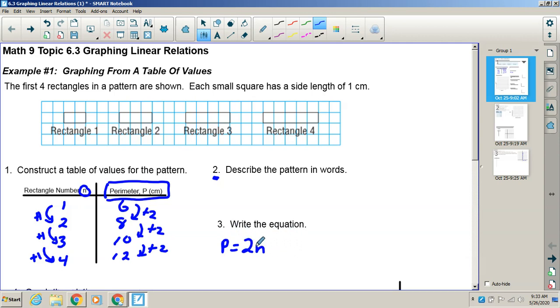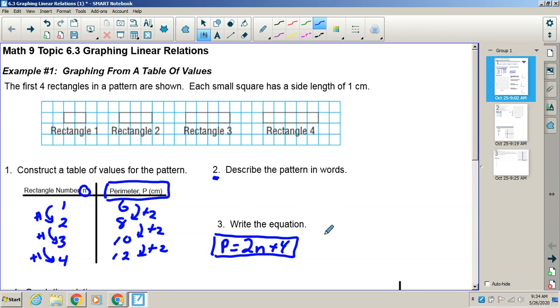If I take 2 times my rectangle number, or n, 2 times 1 is 2. Well, how do I get from 2 to 6? I am going to add 4. And I would double check to make sure that works for the rest of these. 2 times 2 is 4, plus another 4 does get me to 8. 2 times 3 is 6, plus my 4 does get me to 10. So my equation for this linear relation is p equals 2n plus 4.